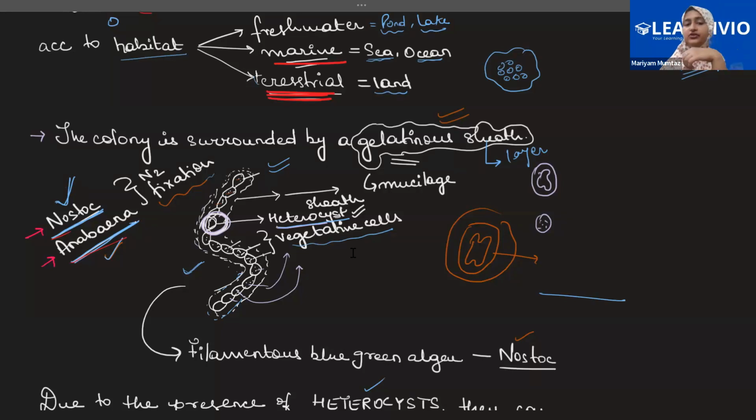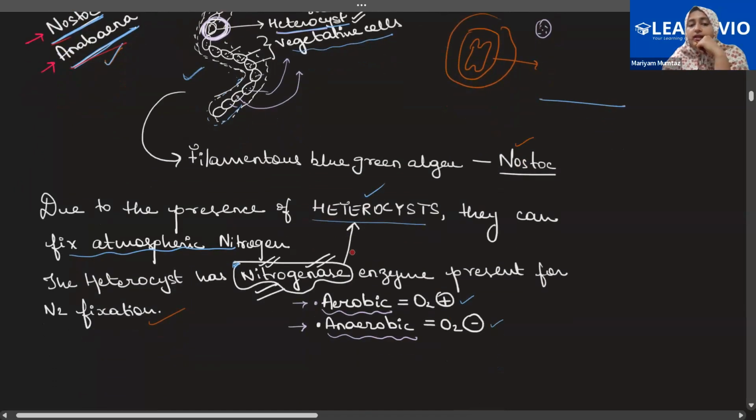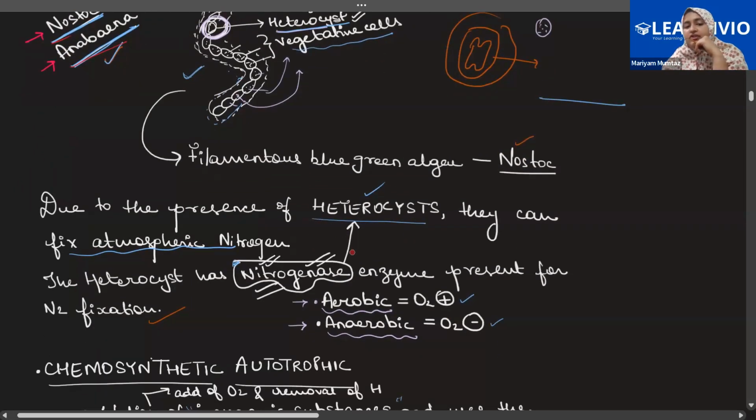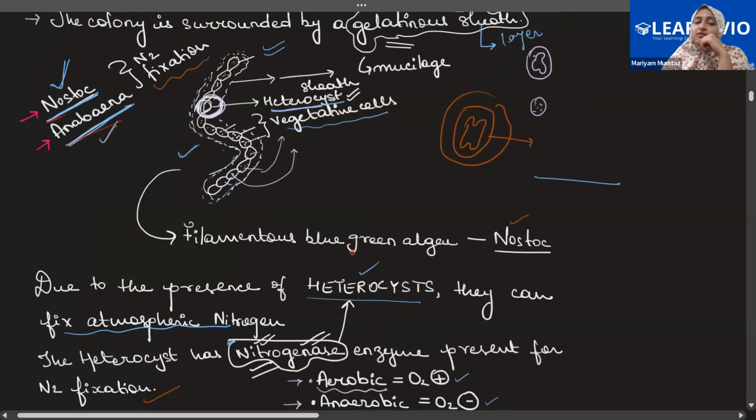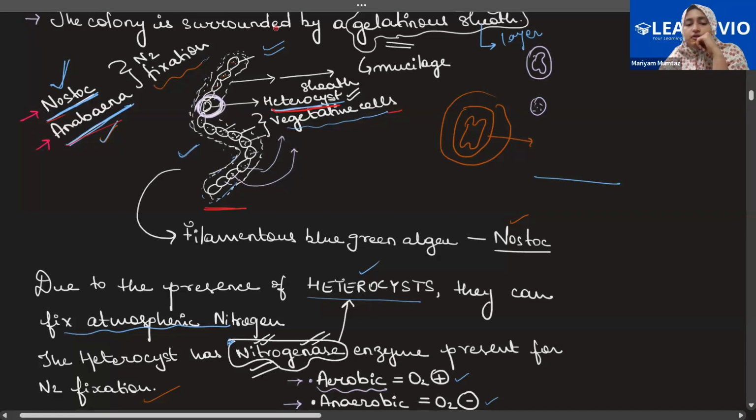Yes, so they can do nitrogen fixation. Why they can do nitrogen fixation is because of the presence of specialized cells in their body, that is the heterocyst. Heterocyst contains an enzyme known as nitrogenase, and because of that enzyme only, nitrogen fixation can take place. Heterocyst is the special cell. The other cells in the body are known as the vegetative cells, and they are also surrounded by the gelatinous or mucilage covering. This diagram is of the filamentous blue-green algae, that is Nostoc.